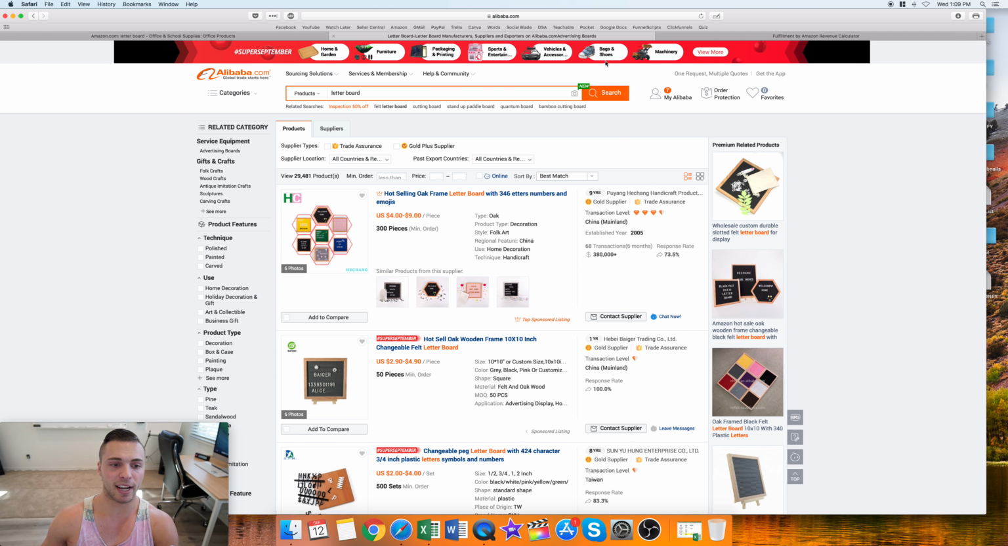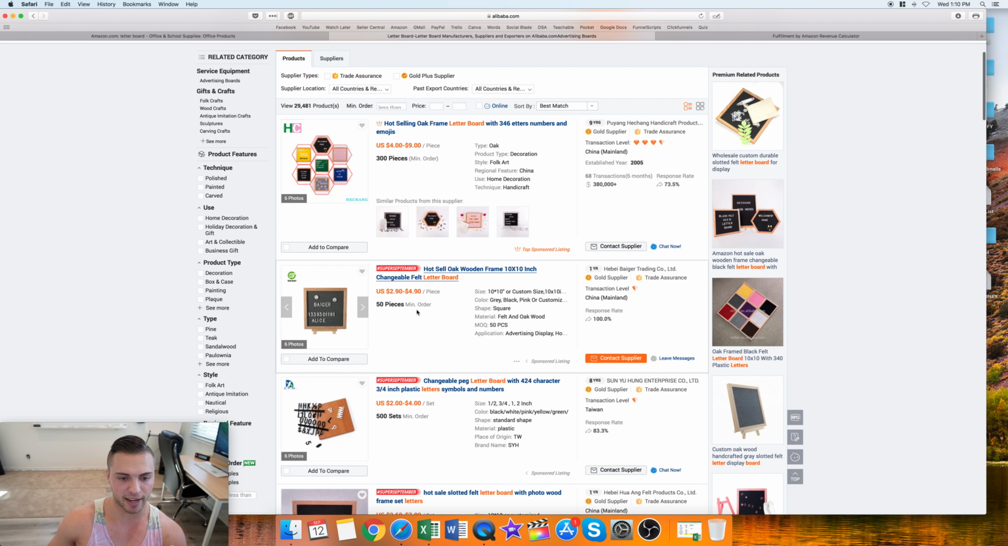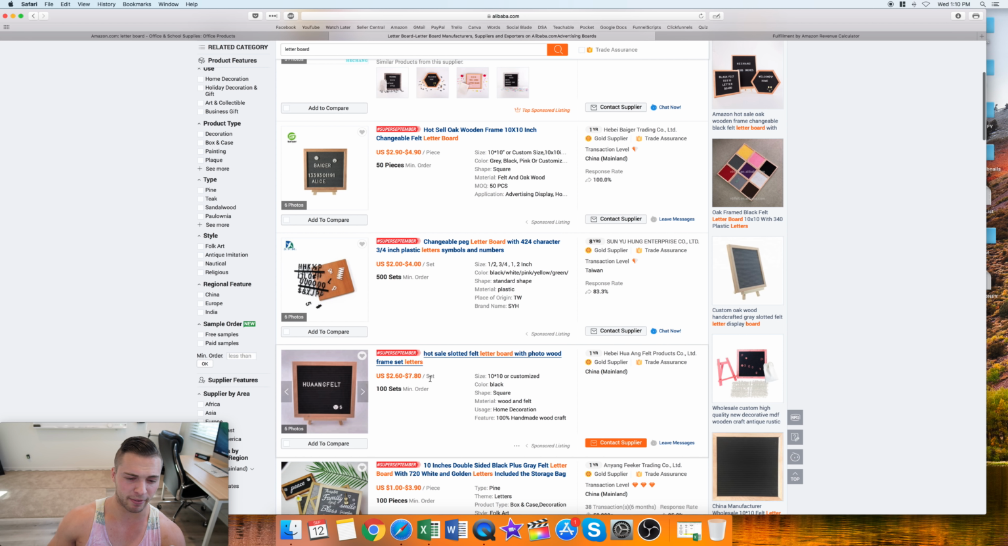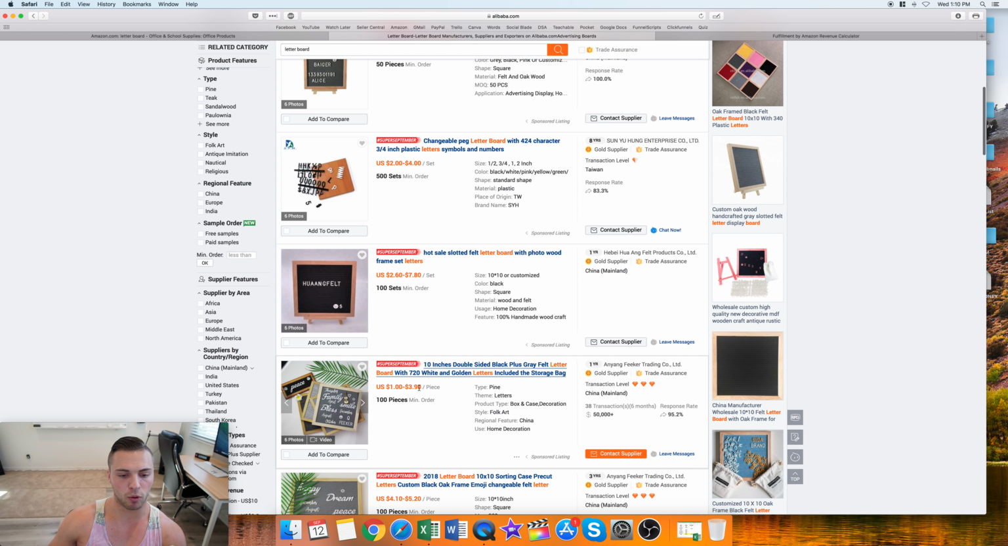So first thing I would do is I'd go over on Alibaba, which you probably have already done, contact suppliers and get the costs and know those fees. Now it looks like they're anywhere from $2 to $4 or $5 on here. So we'll use this one as an example and just say it's $3 per piece.